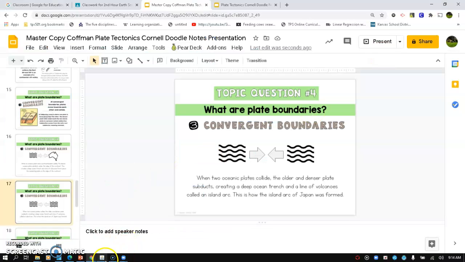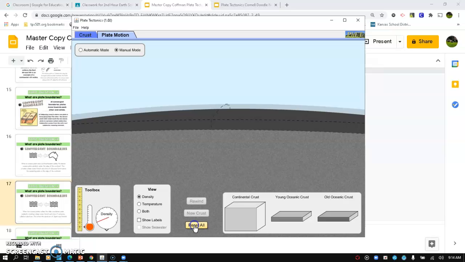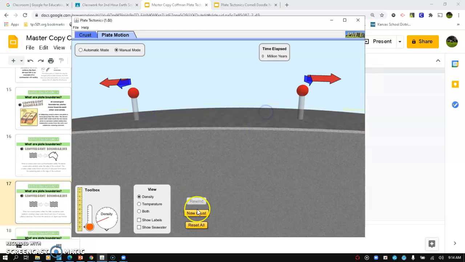So I'm going to spend a little bit of time. I'm going to reset this. So we have young versus young island arcs, and they're separating. So this is more of a divergent because they're both very young.